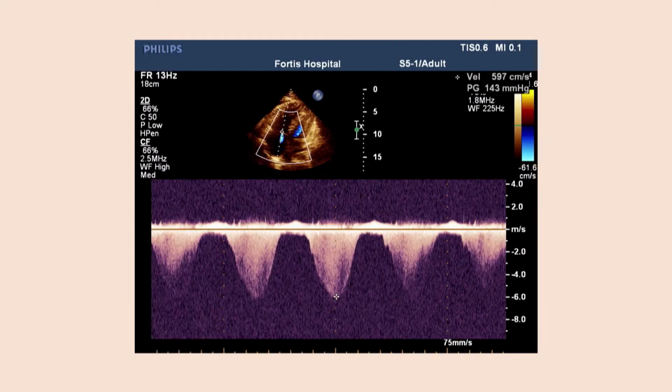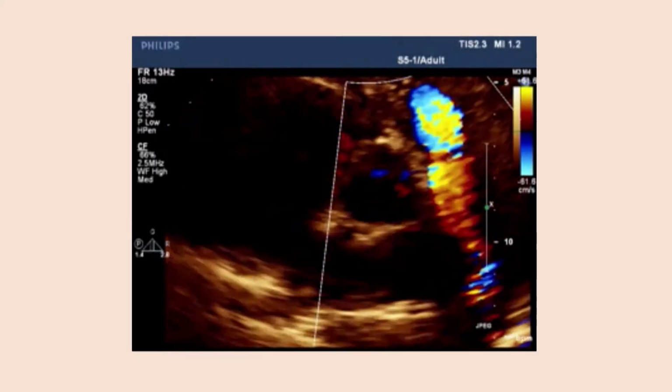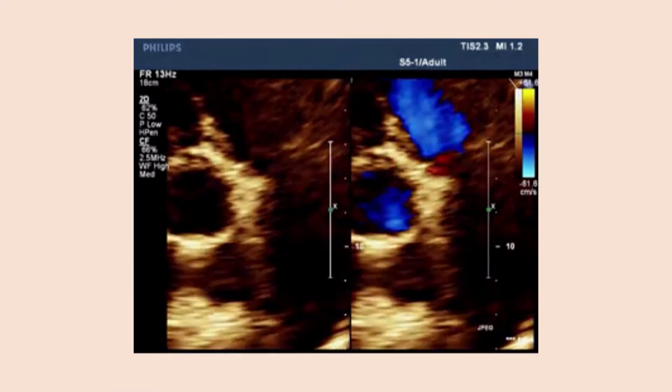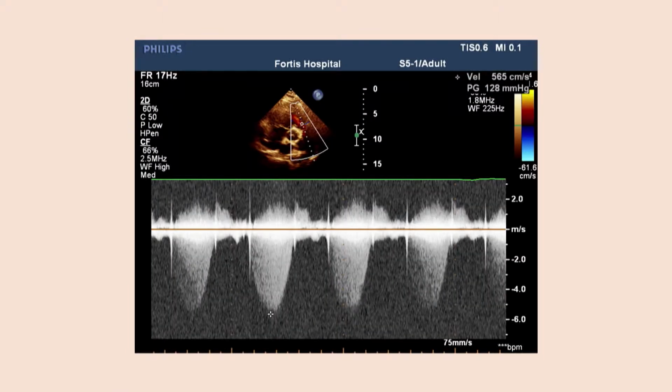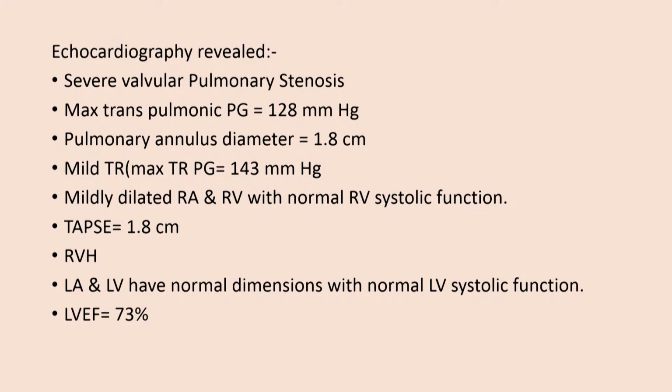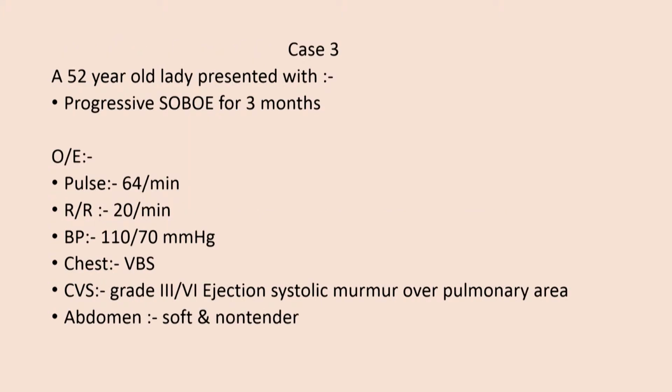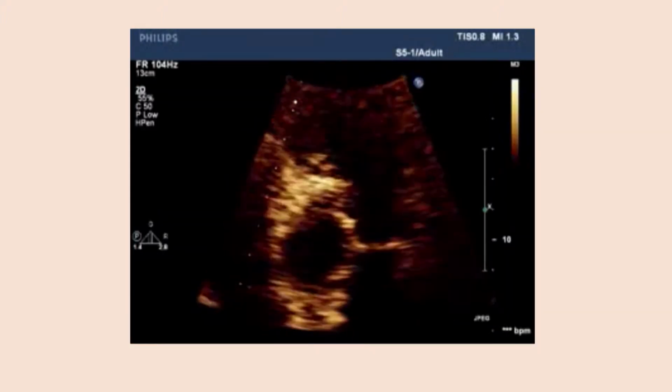The tricuspid regurgitation has a gradient of around 143, and the turbulent jet in the pulmonary artery confirms the diagnosis of valvular pulmonary stenosis with a gradient of around 128. She underwent successful balloon valvuloplasty. Straight away to the next case, a similar case, where an elderly lady of around 52 years presented with similar clinical findings of a systolic murmur in the pulmonary area. I'm going straight away to the pulmonary valve, because other clips are almost similar.